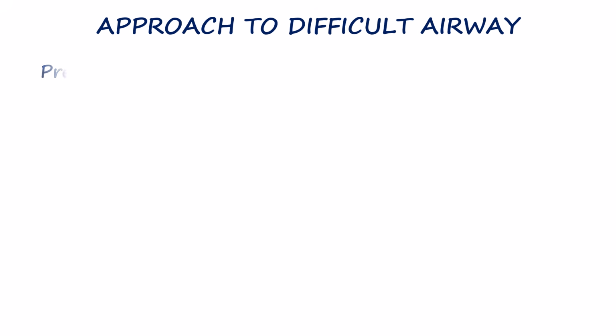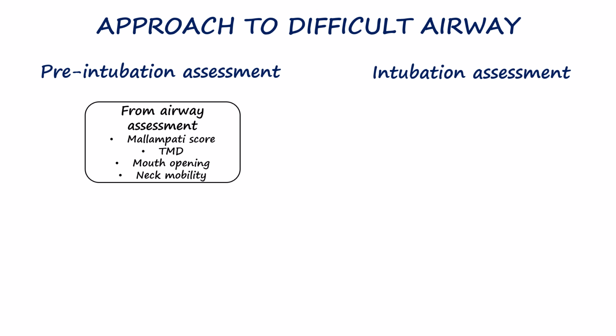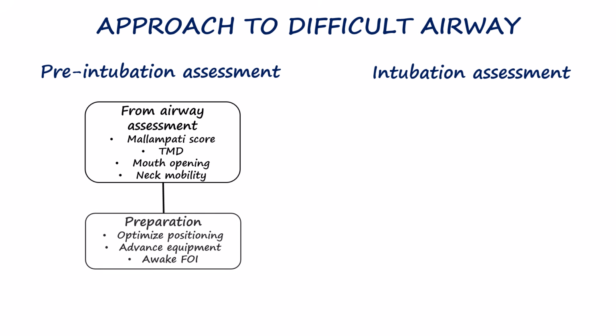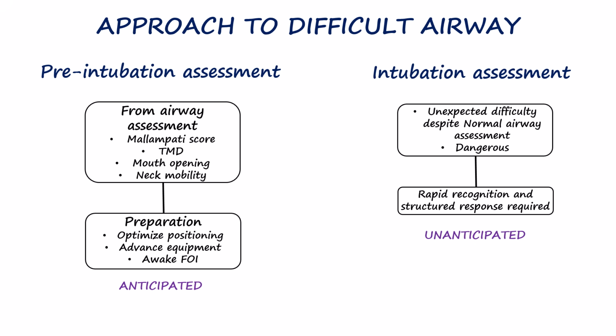The management of a difficult airway can be described in 2 main parts, which are pre-intubation assessment and intubation based on that assessment. During the pre-intubation phase, an anticipated difficult airway is recognized, which allows the anesthesiologist to prepare thoroughly by planning airway management strategies. Despite careful assessment, difficulty may still arise during the intubation phase, resulting in an unanticipated difficult airway. In such cases, rapid recognition and a structured response are essential.